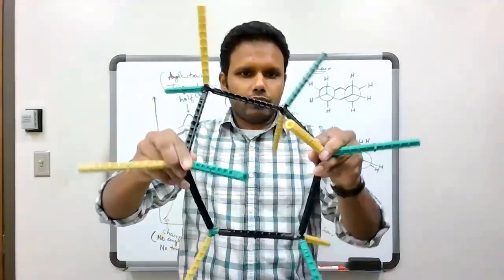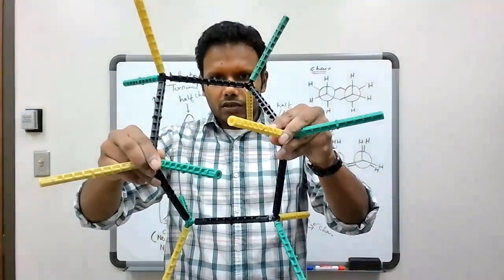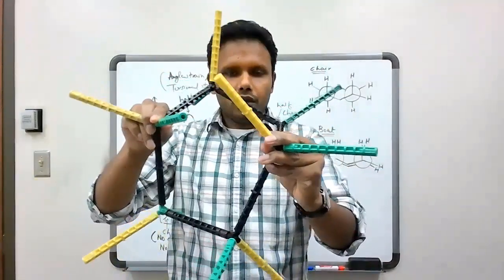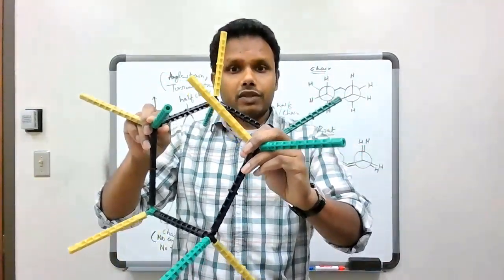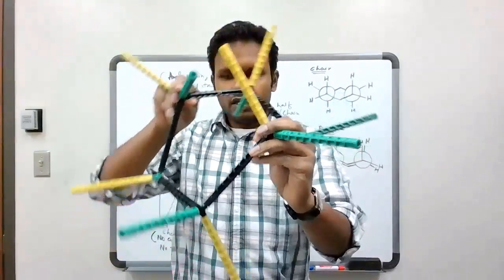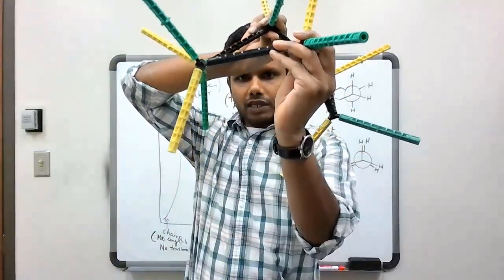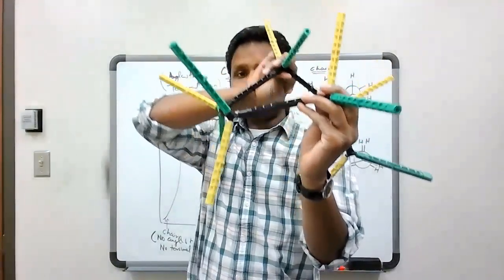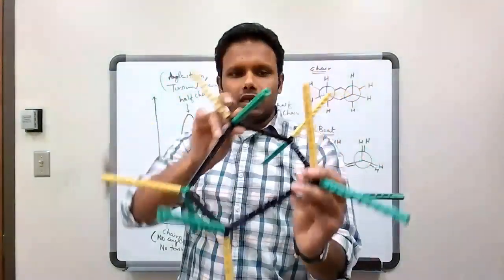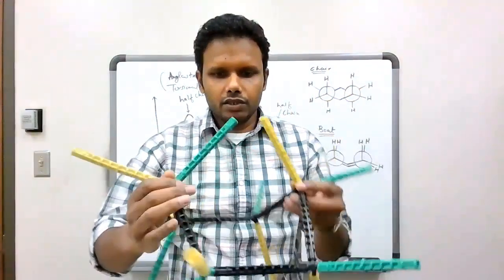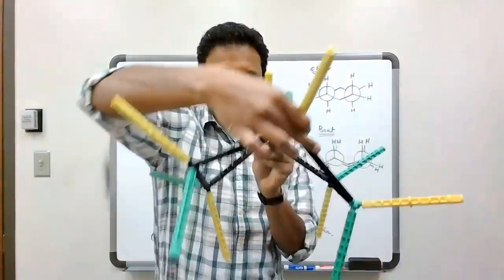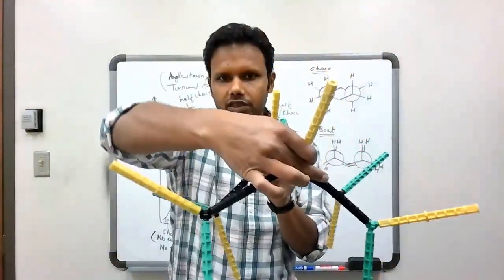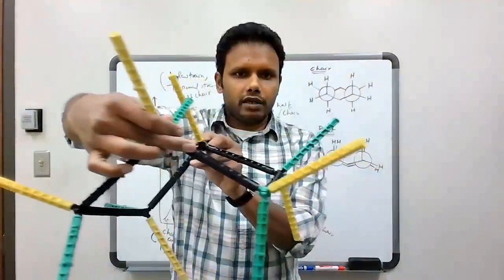So notice how now they're not pointing at each other exactly, they're twisted a little bit. So that relieves some of that flagpole interaction. And additionally, if you look on the sides, it's going to relieve some of the eclipsing interaction. So it's not exactly eclipsed in this twist boat, okay? So when it does the twist boat, it is relieving some of the eclipsing interactions.